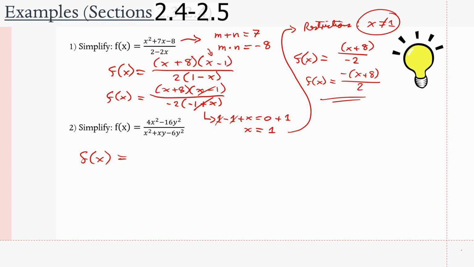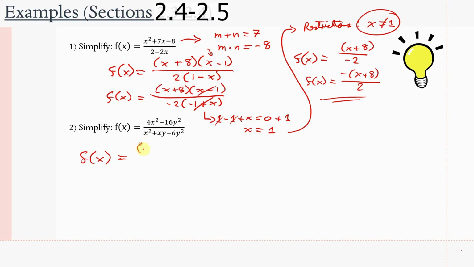This numerator is not a trinomial. You can common factor out a 4, but this looks like a difference of squares, right? Because 4x squared is a perfect square, you can multiply 2x by itself to get 4x squared. And 16y squared is also a perfect square because you can multiply 4y by itself to get 16y squared, right? So how do we factor this?